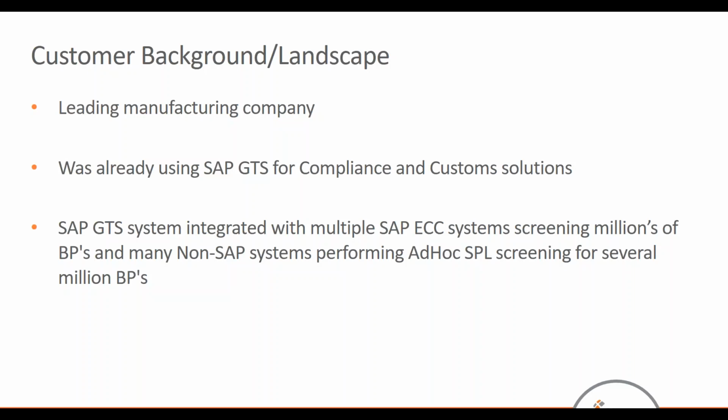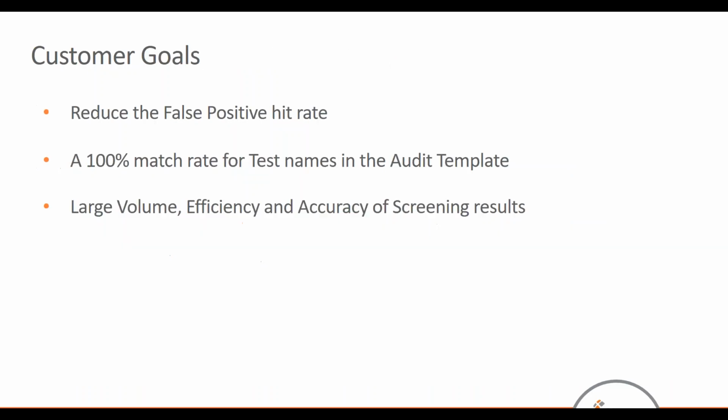And the SAP GTS instance is integrated with multiple instances of SAP ECC system, screening millions of business partners. And also the non-SAP ERP system is feeding several millions of business partners to GTS, and those business partners are screened using a web service call, which we call the ad hoc SPL screening. So that's about the background.